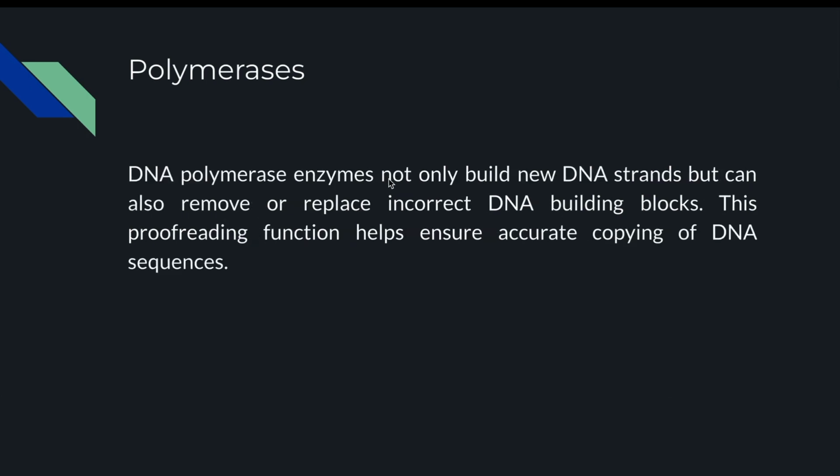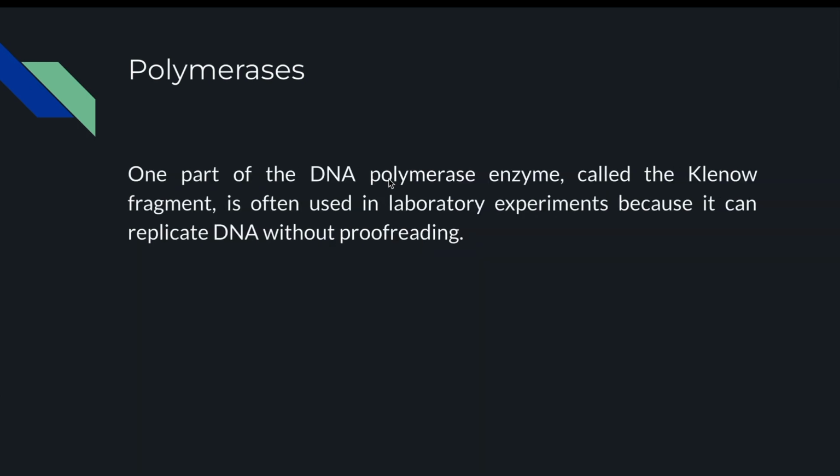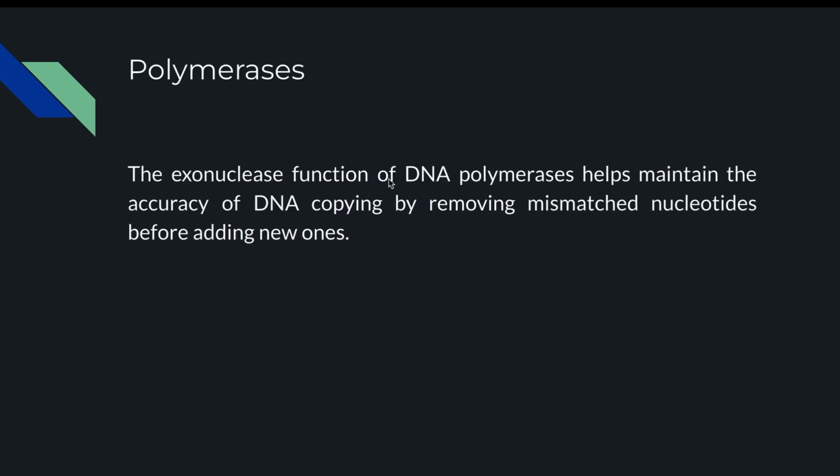DNA polymerase enzymes not only build new DNA strands, but can also remove or replace incorrect DNA building blocks. This proofreading function helps ensure accurate copying of DNA sequences. One part of the DNA polymerase enzyme, called the Klenow fragment, is often used in laboratory experiments because it can replicate DNA without proofreading. The exonuclease function of DNA polymerase helps maintain the accuracy of DNA copying by removing mismatched nucleotides before adding new ones.